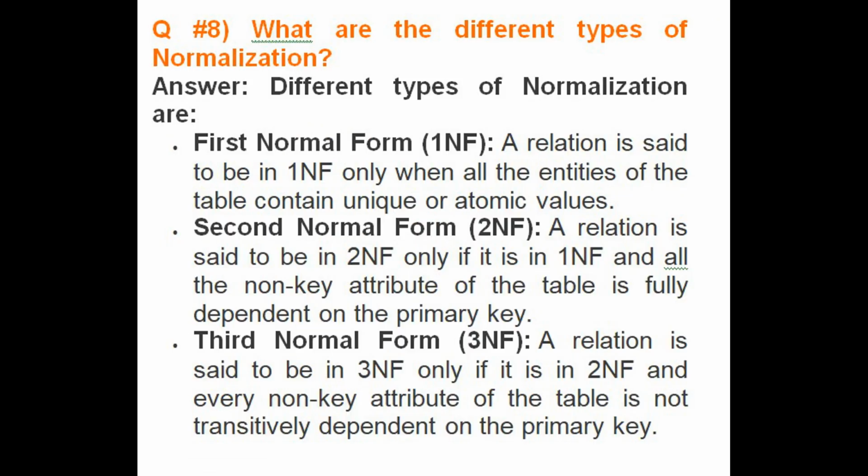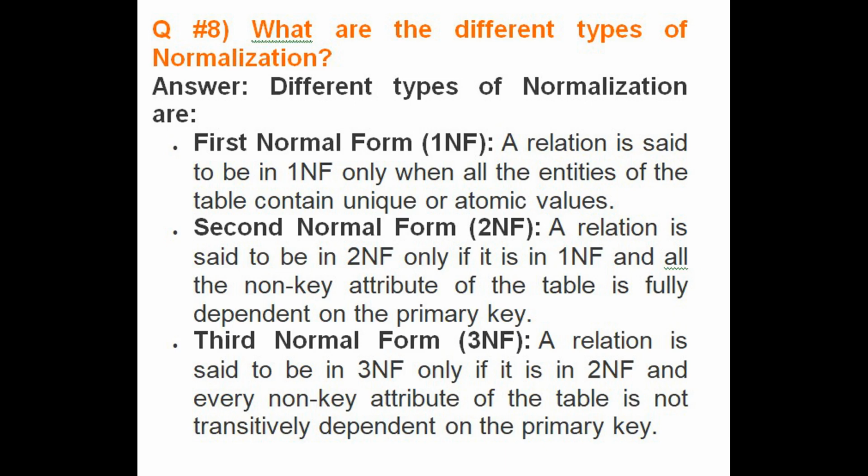Question 8. What are the different types of normalization? Answer. Different types of normalization are: first normal form, 1NF. A relation is said to be in 1NF only when all the entities of the table contain unique or atomic values.